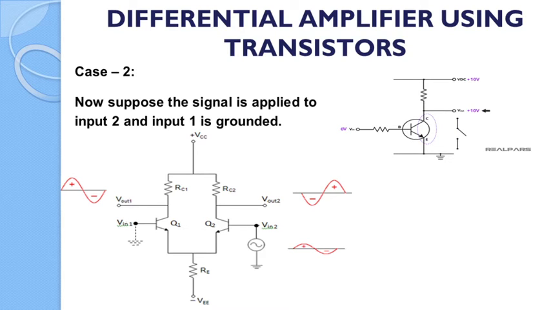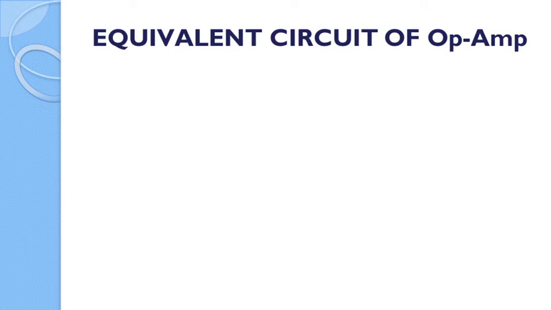So therefore, the inverted amplifier signal appears at output 2, and the non-inverted amplifier signal appears at output 1. So next we are going to discuss the equivalent circuit of an operational amplifier.